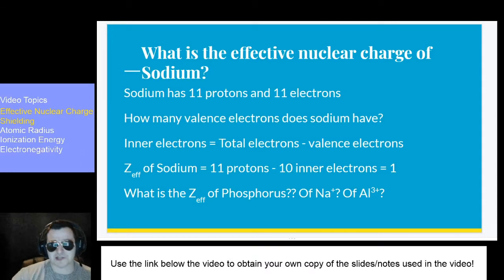But we want to actually understand how we arrive at that conclusion, and that is by utilizing the calculation protons minus inner electrons. But what if it's not a neutral atom? Oh my goodness. What's going to occur? Does the effective nuclear charge increase, decrease, stay the same? I don't know. What if we are tasked to calculate the effective nuclear charge of Na+, a sodium cation?